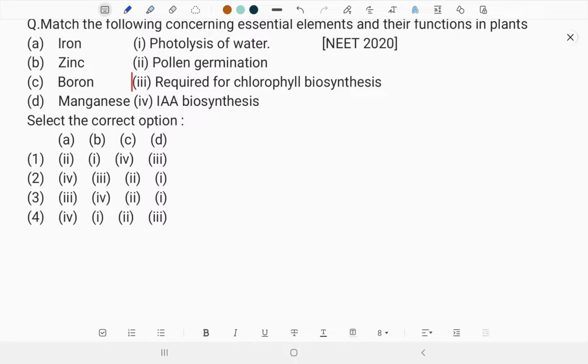We have a question about match the following here. The first one that we see here is iron. Iron is required for synthesis of chlorophyll. Chlorophyll's constituent element is actually magnesium, but iron is required for synthesis of the chlorophyll, that we know very well.